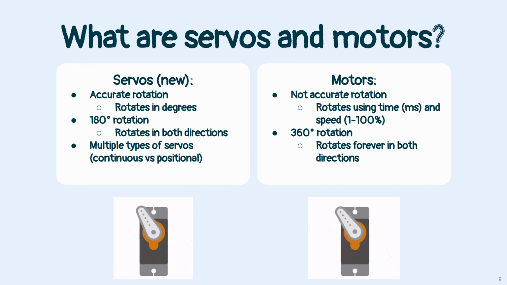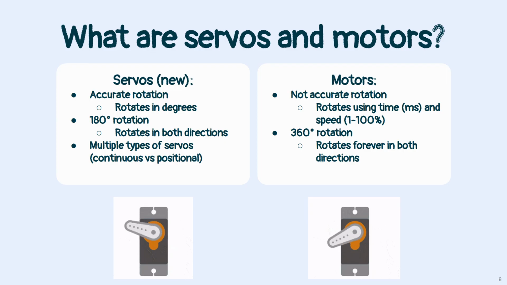Well, motors and servos are machines which allow us to turn electric power into motion. In this case, it will be rotational motion. The difference between a servo and a motor is that a servo only rotates 180 degrees with increased accuracy, while motors have a full 360-degree rotation with a lot less accuracy than a servo.